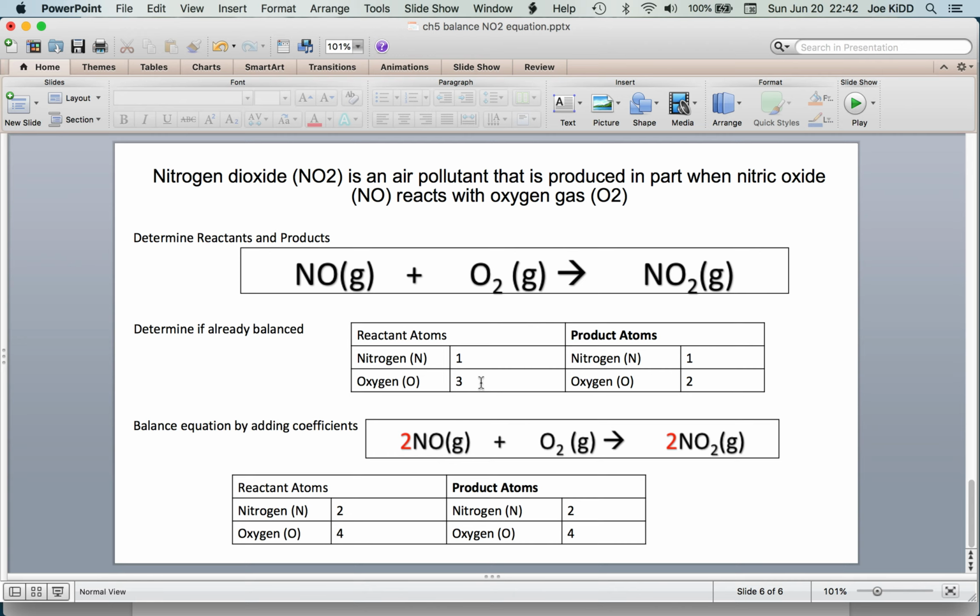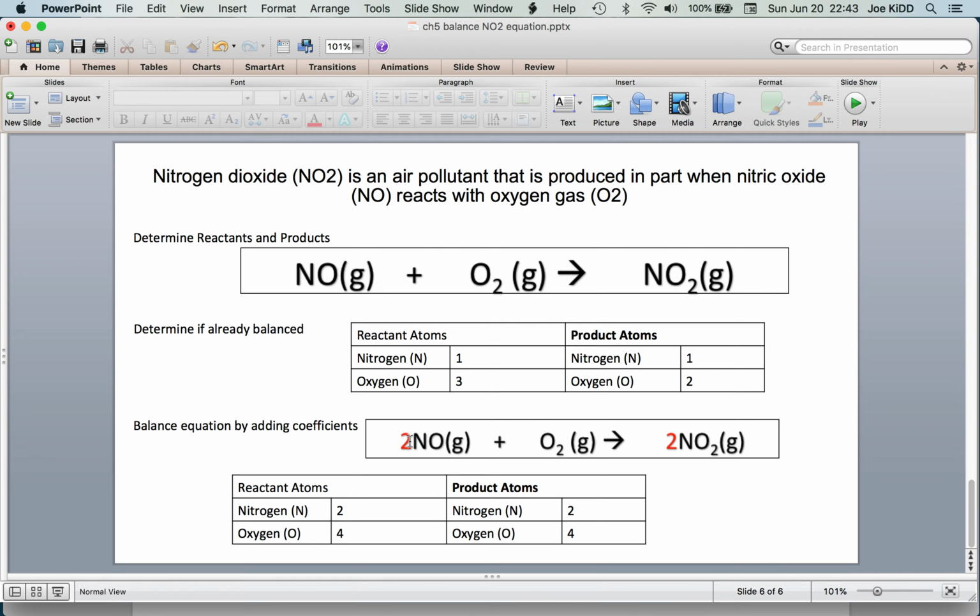When we look at our possibilities here, we see that the nitrogens are balanced, but the oxygens weren't. If I started adding coefficients to the oxygen gas, I'd be increasing the oxygen count by 2 each time, so it would go 3, 5, 7, and so on, which would be really hard to get to match the other side. So when we look through these logically, there's a lot of trial and error. So we're going to try using our nitric oxide and our nitrogen dioxide as a way to manipulate the coefficients to balance out the chemical equation.